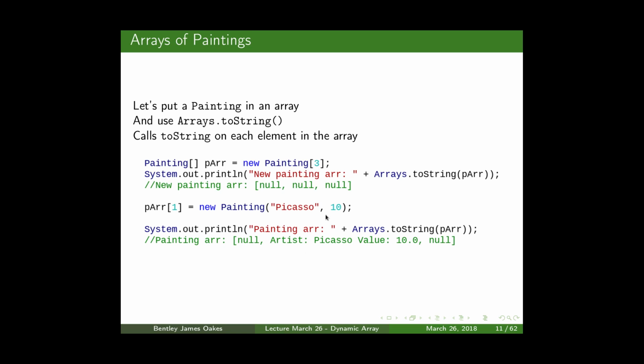So here we put Picasso's painting in the middle spot, the middle element in that array. So the first spot is still null. The second one, that's my painting instance. And then the third spot is null. So again, once you define a toString method in your class, it becomes much easier to get all this debugging information, and then we can use Arrays.toString and just print out these arrays of our instances. Okay.